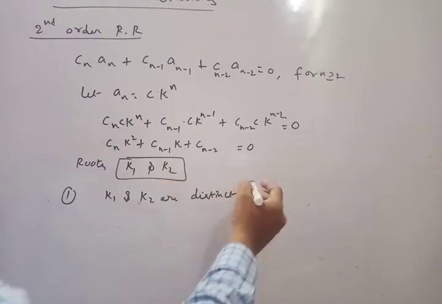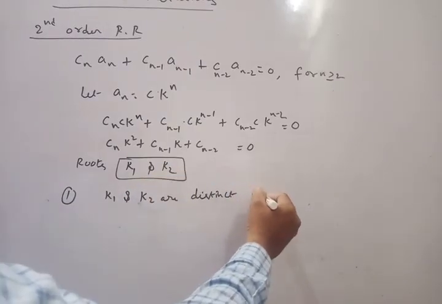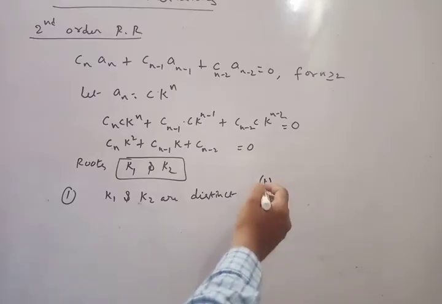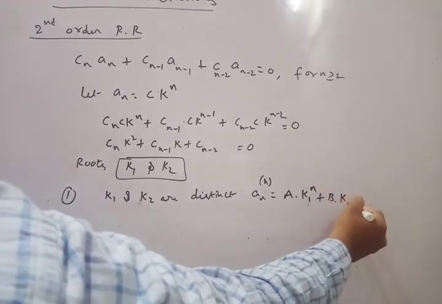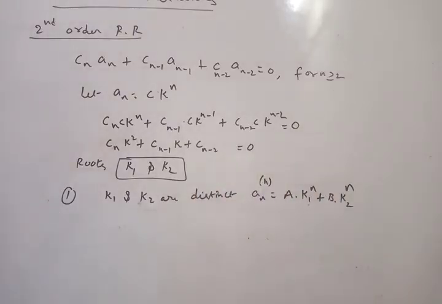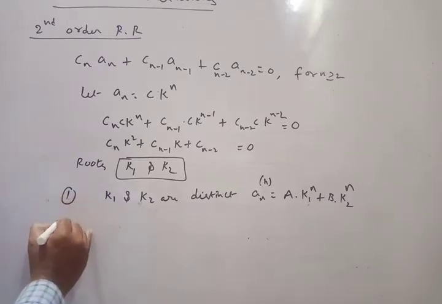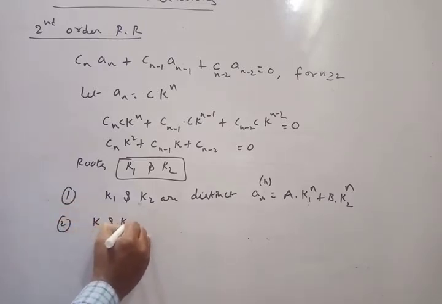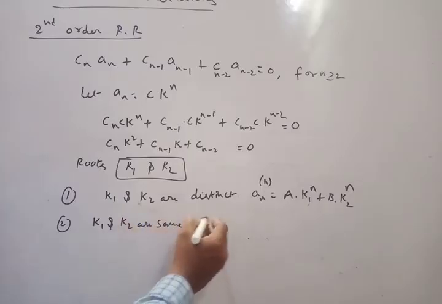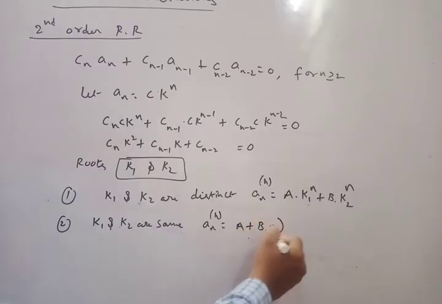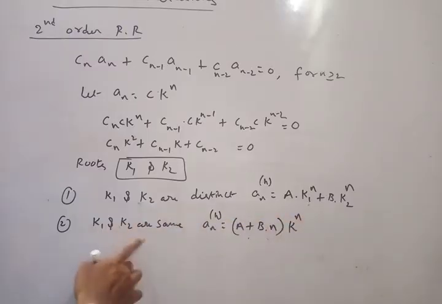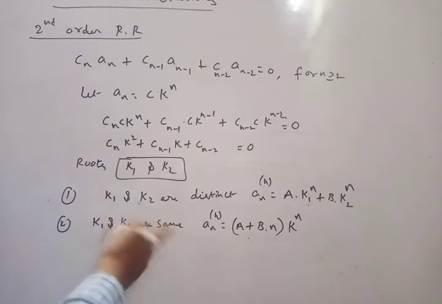then the solution can be defined as a_n = a·k1ⁿ + b·k2ⁿ. Suppose I get the 2 roots the same, sorry, k1 and k2 are same, then a_n = (a + bn)·kⁿ. K1 and k2 are same, that means k1 = k2 = k if I take.